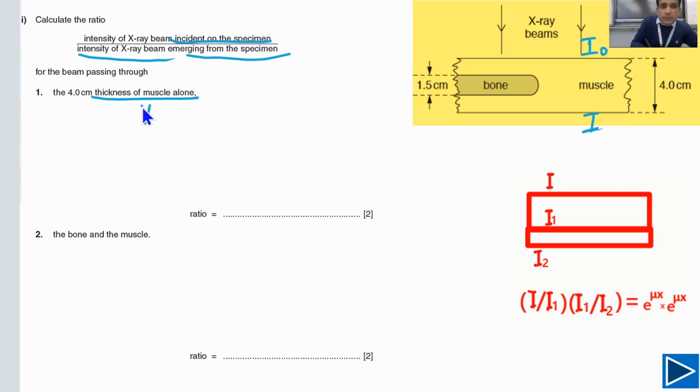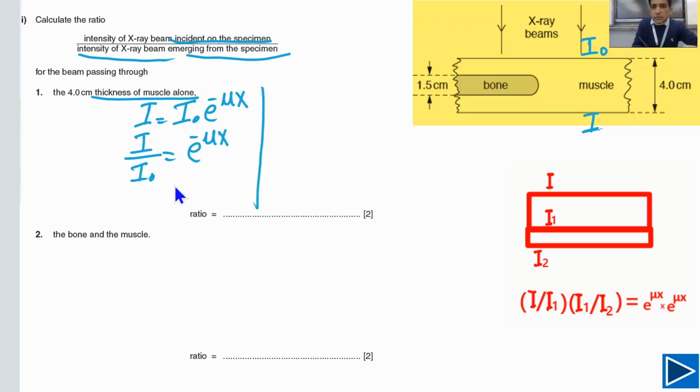So we can simply use this formula: I is equal to I naught e to the power of negative mu times x. We need to find the ratio I naught over I. So we can find I over I naught by simply dividing by I naught. This will be equal to e to the power of negative mu x. But the question is asking us I naught over I, incident over transmitted. So we can flip this one. I naught over I will be equal to e to the power of mu x. And now you can plug in values and find the answer.